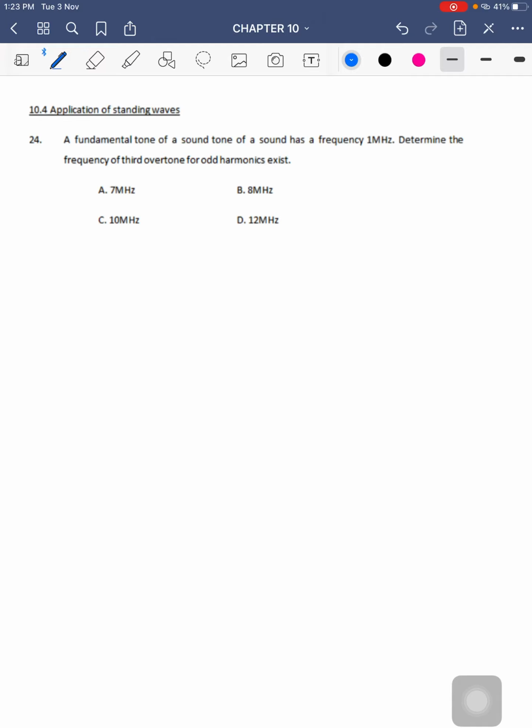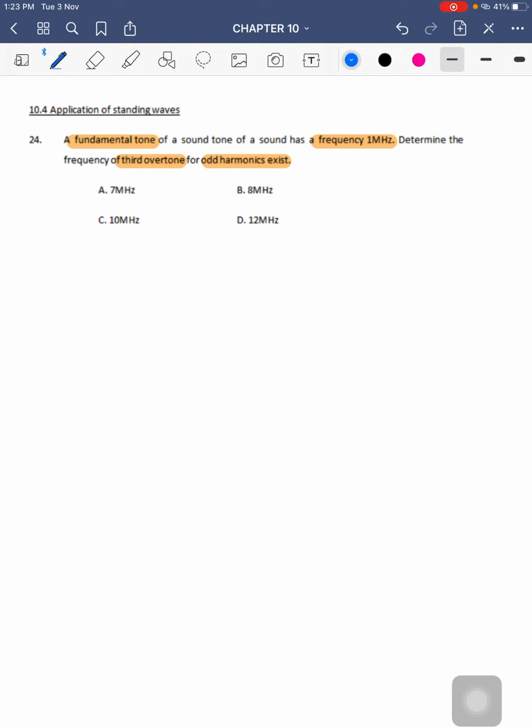Alright, the first question. A fundamental tone of a sound has a frequency of 1 MHz. Determine the frequency of the third overtone for odd harmonic axis. Let's find the keywords here. The first keyword, fundamental tone, frequency 1 MHz, means that 1 MHz. Determine the frequency of the third overtone for odd harmonic axis.